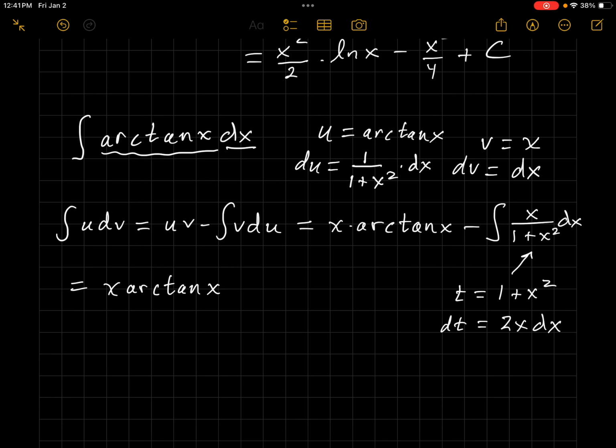If you don't remember how to do integration by substitution, go ahead and look at the video that I did on this. So I have t in the denominator. I have almost all of dt in the numerator. I need a 2 to fix it, which means I need a 1/2 also. And then rewriting, I get minus 1/2 the integral of dt over t. Convince yourself that is what you get.